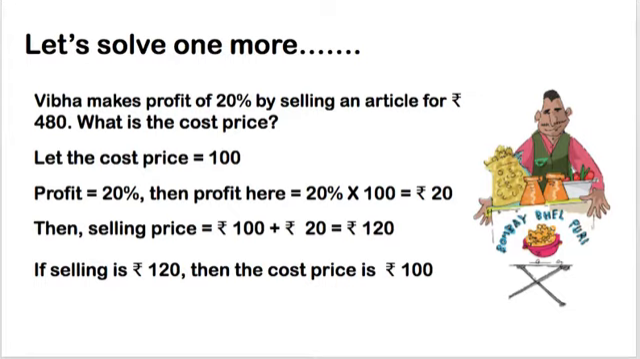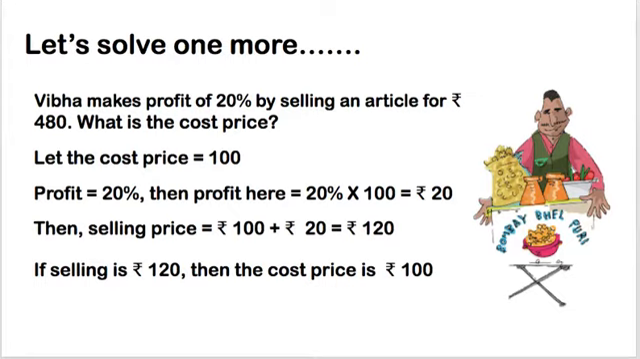Now if the cost price is 100 and the profit percentage is given, we can easily calculate the profit. Profit will be 20, because whatever percent we have is on the cost price. So 20% of 100 will be 20 rupees. Then the selling price will be cost price plus the profit. So 100 plus 20, 120. So now we have the cost price is 100, profit is 20, and selling price is 120.